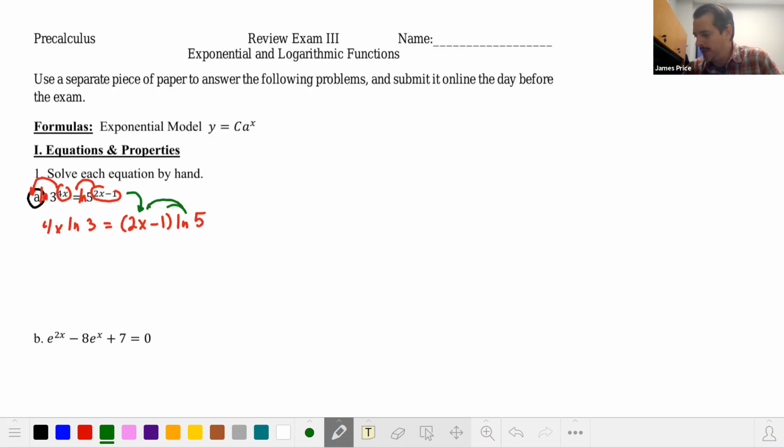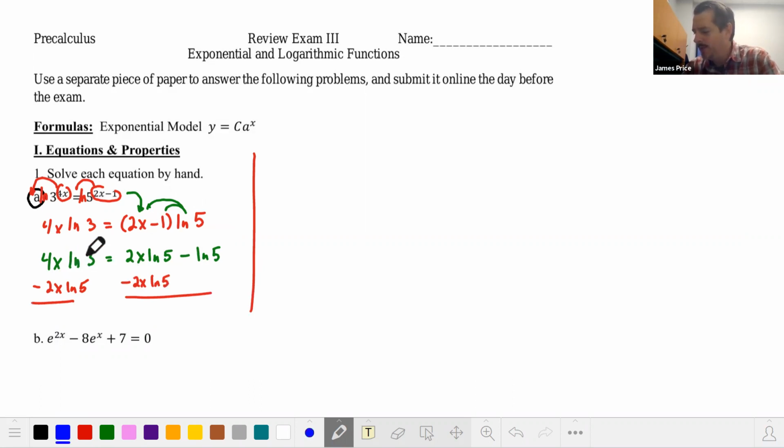And then to solve this one, we have to unlock the x stuff and get it all over to one side. So we'll multiply through here by ln of 5. And so we have 4x ln of 3 equal to 2x ln of 5 minus a 1 times ln of 5, which is ln of 5. And then we'll subtract this 2x ln of 5 off from both sides. So minus 2x ln of 5 on both sides. And we just add the columns together.